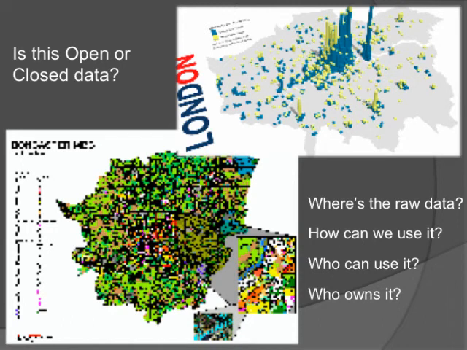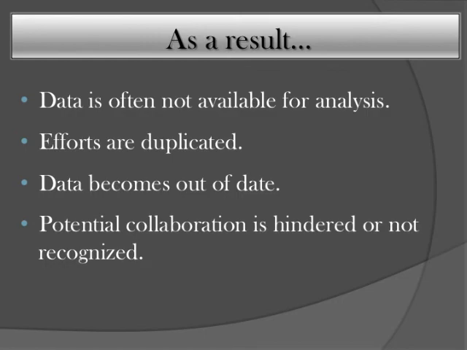So data is often communicated in maps and PDF reports. While this is necessary to visualize and convey data on a spatial scale, the actual raw data behind these images is inaccessible or closed. So it's kind of a look but don't use policy for sharing data. This means you can't access the data to use it or visualize it in a different way. In fact, data is often not available for analysis, efforts are duplicated, and by not sharing data, it soon grows out of date. Furthermore, weak data sharing arrangements and high transaction costs make it hard to gather fragmented data so that chances for collaboration are hindered or not recognized.